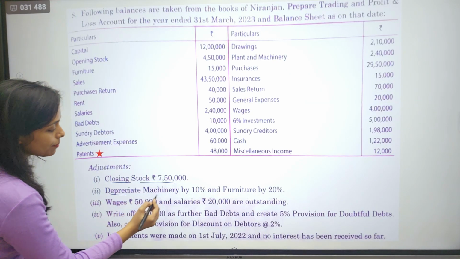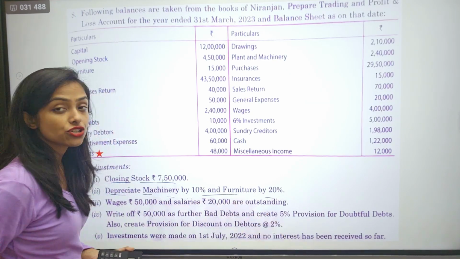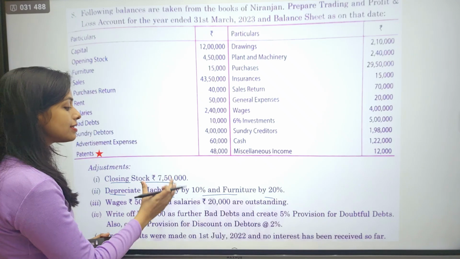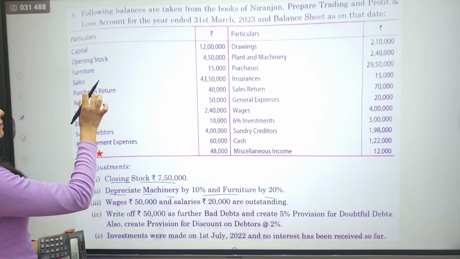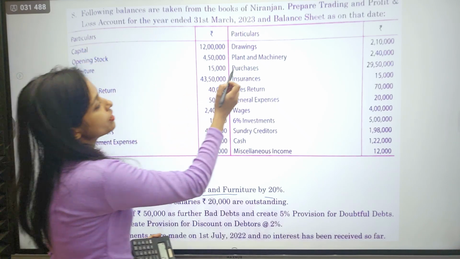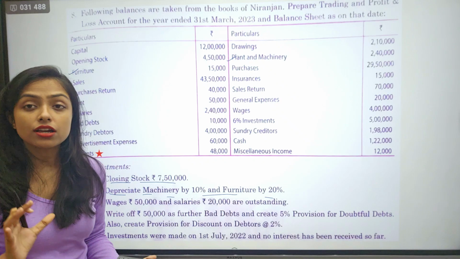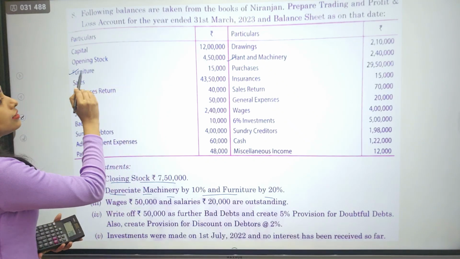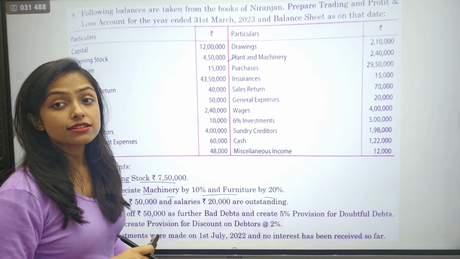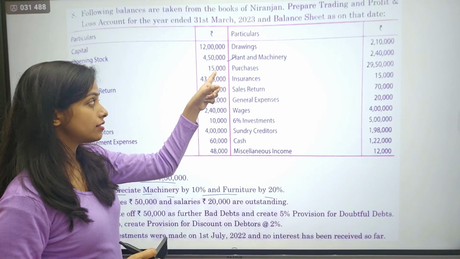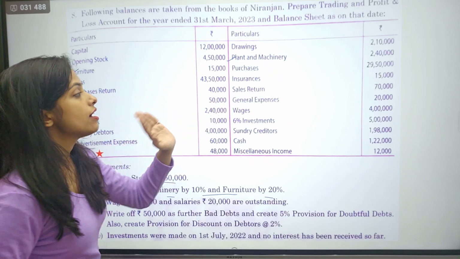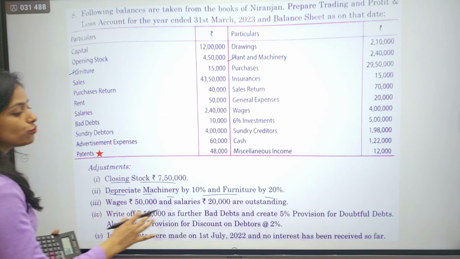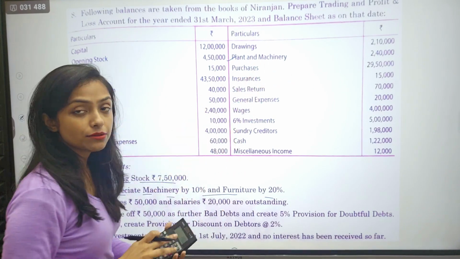Okay. Next is depreciate machinery by 10% and furniture by 20%. So our assets have been given and we have to depreciate them. We have furniture over here and we have plant and machinery over here. Now these are unadjusted balances, means no depreciation has been adjusted from here. These are undepreciated values. Fine. So what we have to do is calculate 10% on plant and machinery.